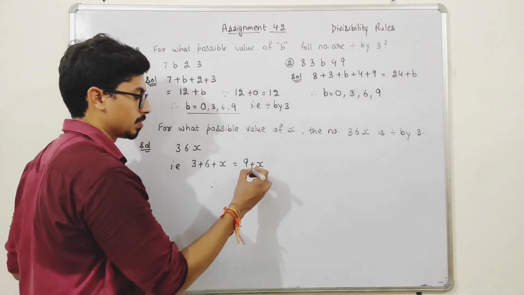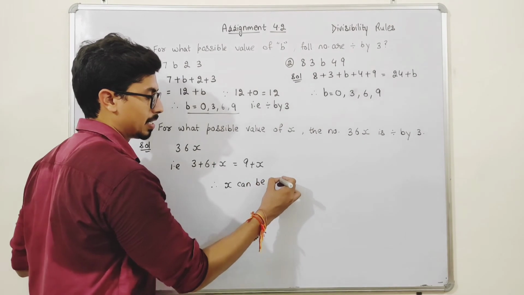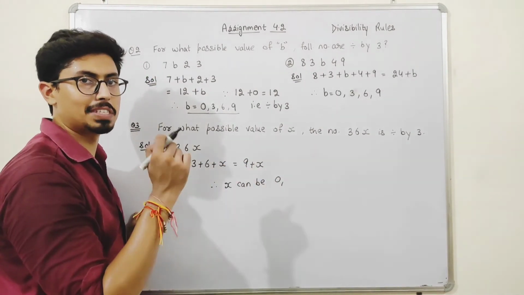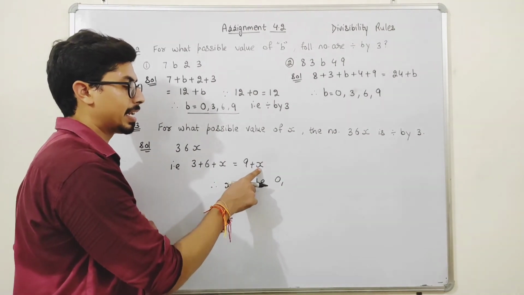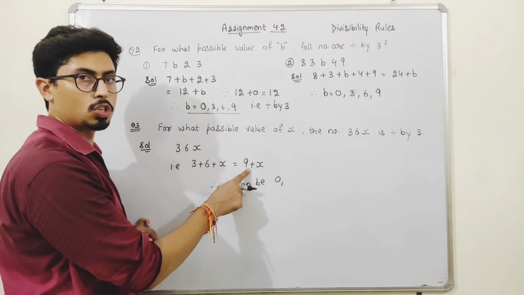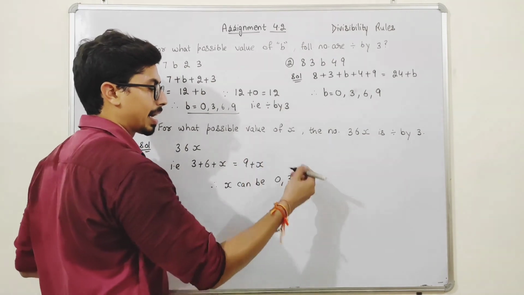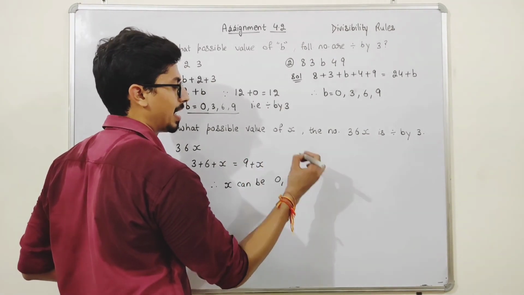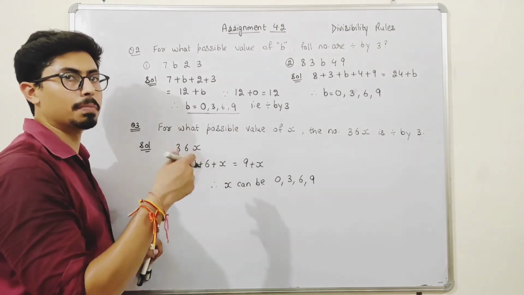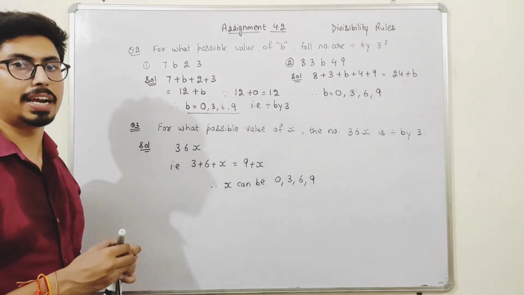Therefore x can be 0, because 9 plus 0 is 9 and 9 is divisible by 3. I can take the gap of 3, because if I take 1, 10 is not divisible. 2, 11 is not divisible. If I take 3, it will be 12. So 0, 3, again 6, and again 9. We can't take 12 because the number would become 4 digits. So the answer is 0, 3, 6 and 9.